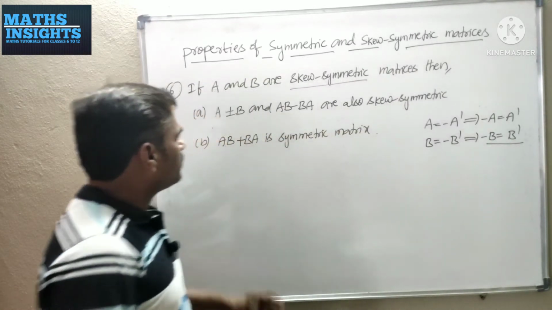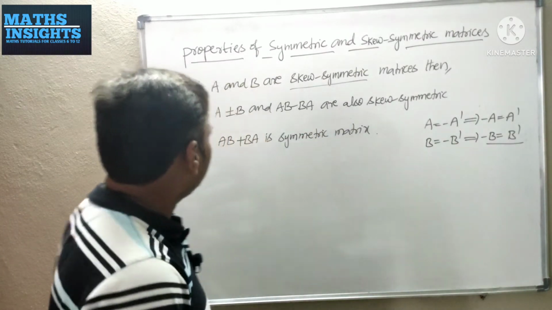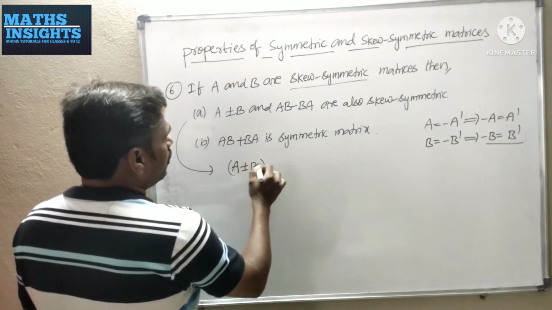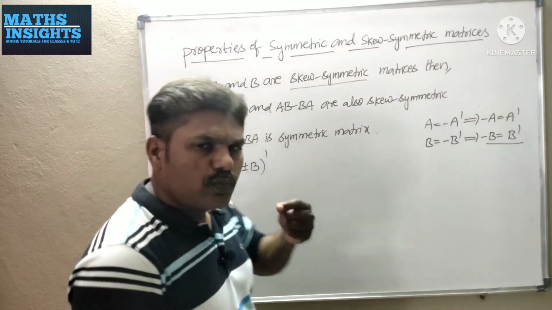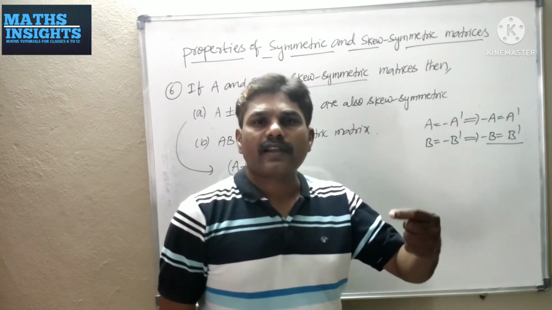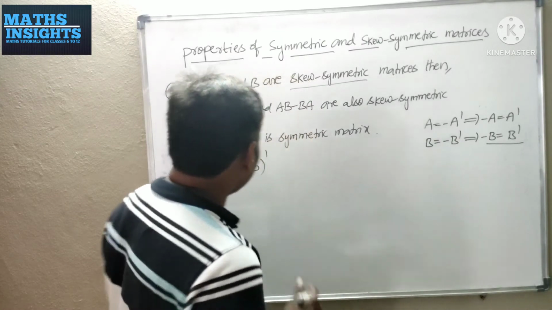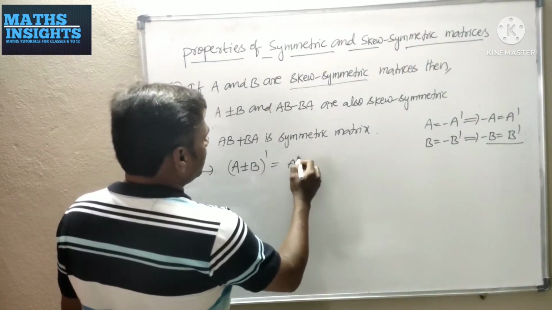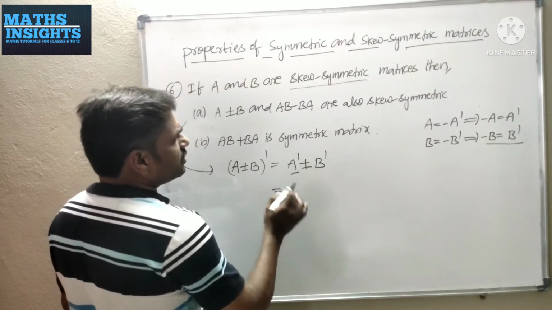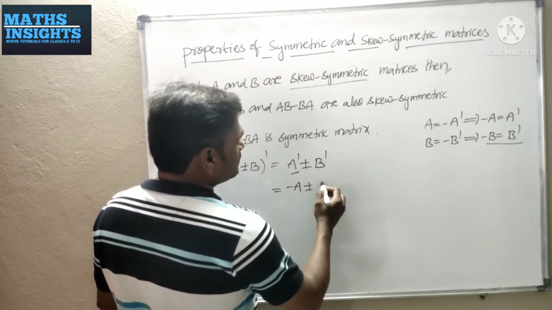So by using this you can prove that A plus or minus B and AB minus BA are skew symmetric matrices. First I will take (A plus or minus B)'. Whatever, if you want to prove symmetric or skew symmetric, you have to do the transpose. If you get the same matrix, it is symmetric. If you get the negative of the matrix, then that is skew symmetric. So I am doing the transpose, that is equal to A' plus or minus B'. But A' is equal to minus A, and B' is minus B.